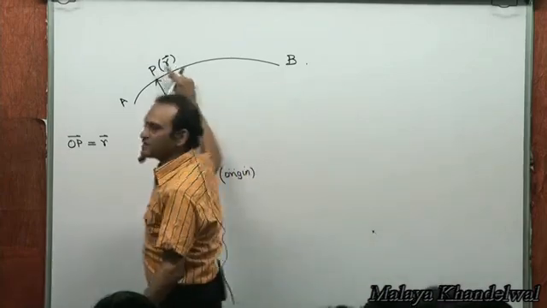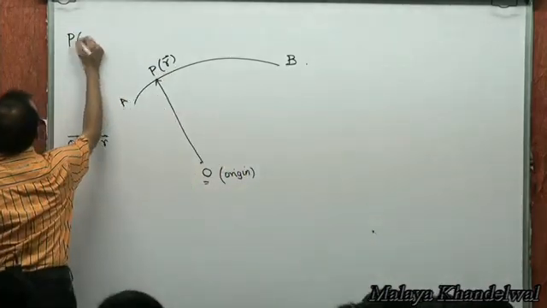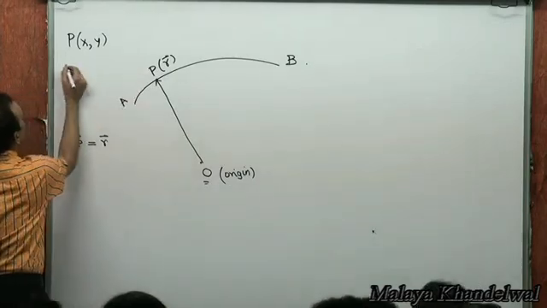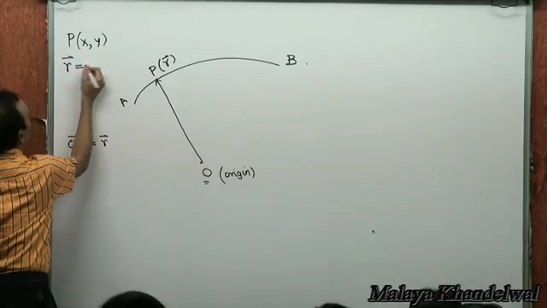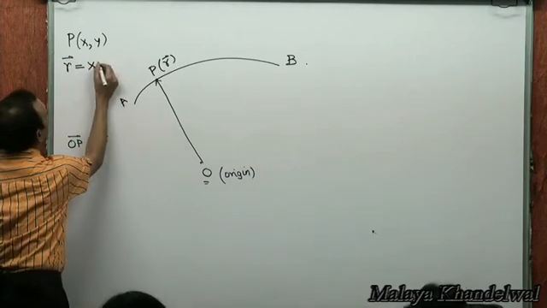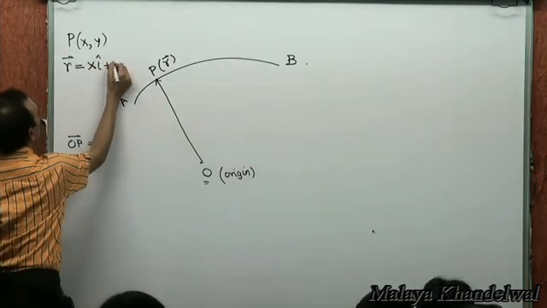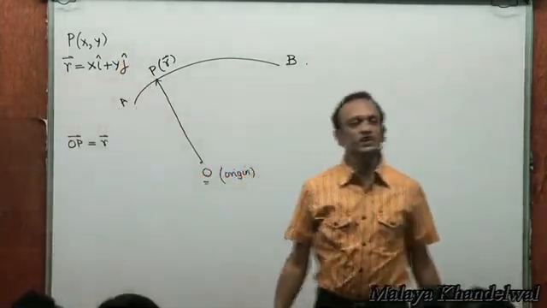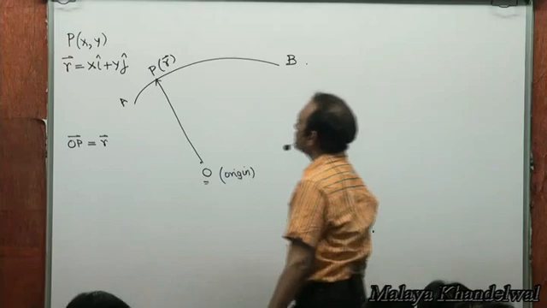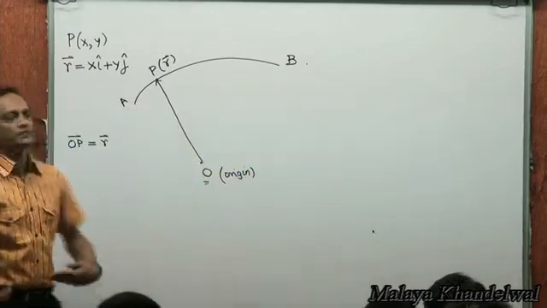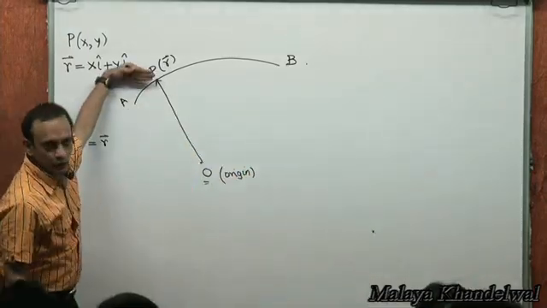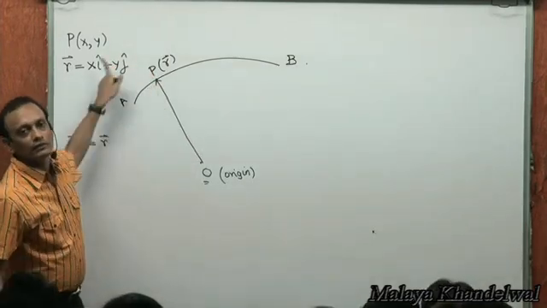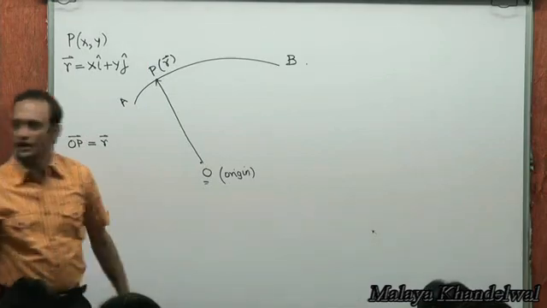If P has coordinates x comma y, then the position vector of P is going to be given by, say if this is the xy plane, xi cap plus yj cap, right? All of you understand this? Yes or no? Say at a certain instant of time, the particle is at the point P, whose position vector as seen by O is r. r is xi cap plus yj cap.